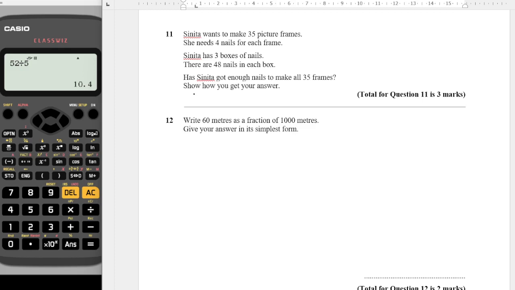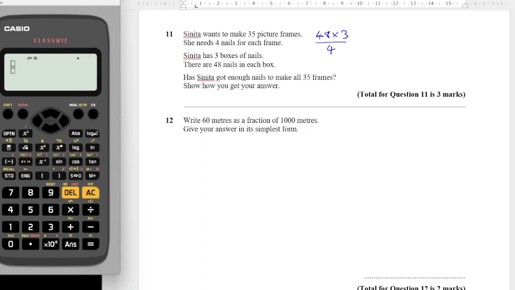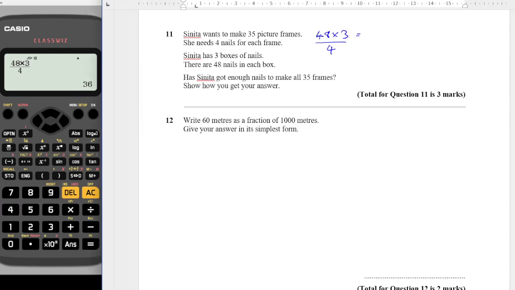So to do this, I'm going to work out how many frames she's got enough nails for. So I'm going to say that 48 multiplied by 3 and then divided by 4 will tell me the number of picture frames that she can make. So if I do that, 48 times by 3 divided by 4 gives me the value 36. So has she got enough nails for 35 frames? Yes, she has enough for 36.